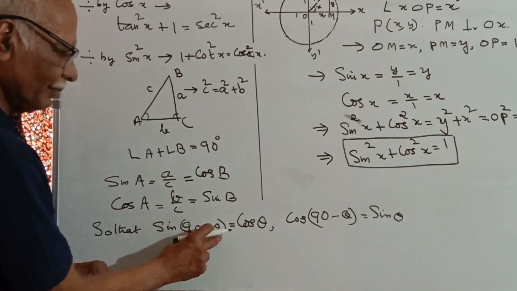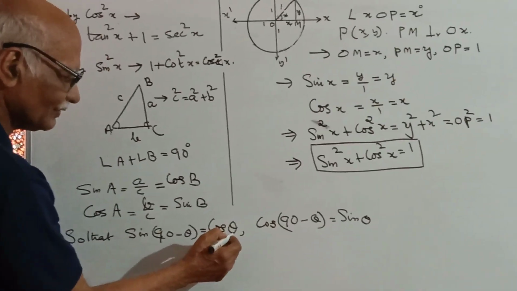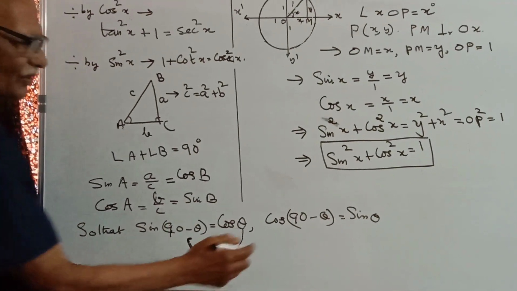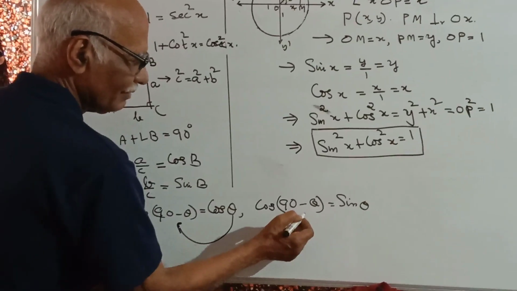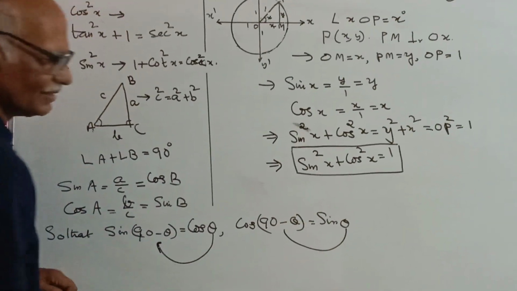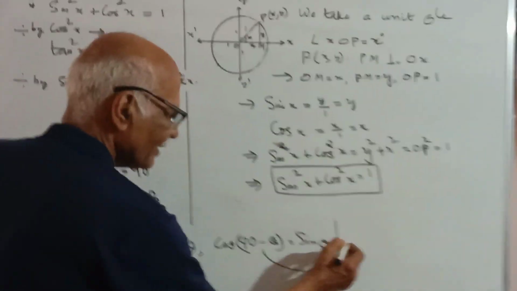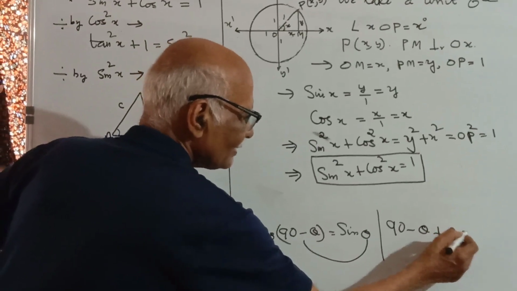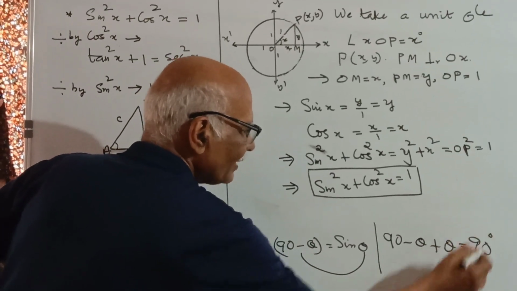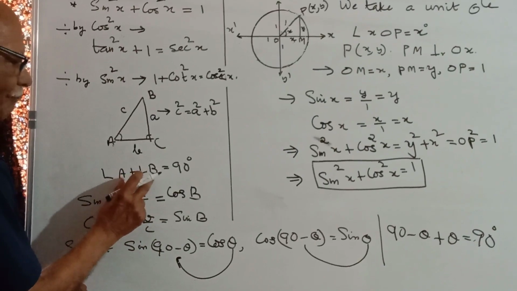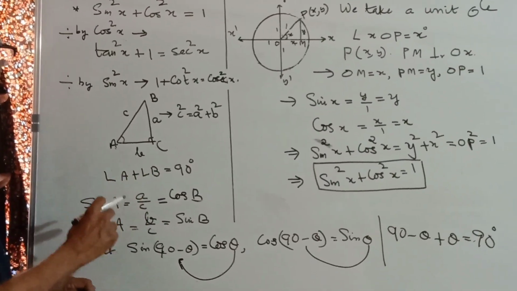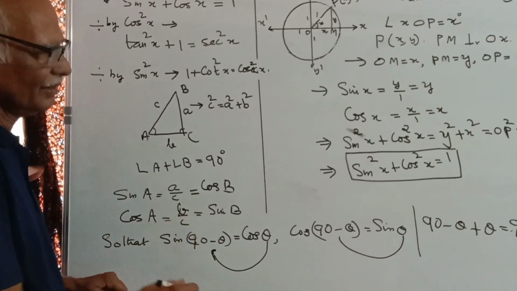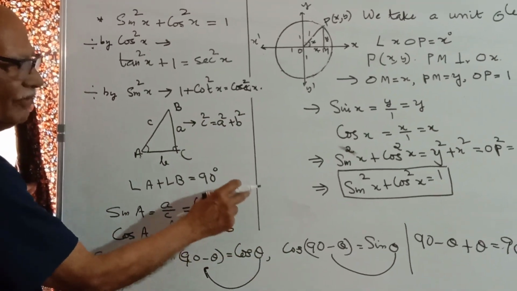Now, sine of 90 minus theta is cos theta because theta and 90 minus theta, when you add, you get 90. Cos of 90 minus theta is sin theta because 90 minus theta plus theta is 90 degrees. So whenever A plus B is 90 degrees, sine of A is cos of B, cos of A is sine of B. Remember these simple results when we analyze more.